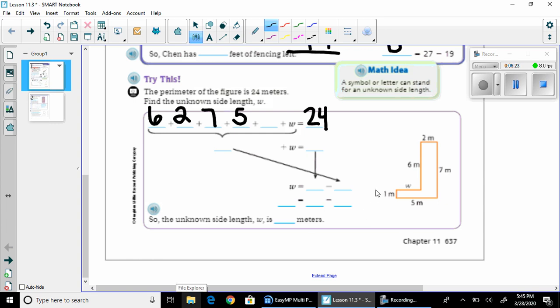And then this one that we have here is 1 meter. Okay, so to find the distance that we have so far all the way around, we would add up 6 plus 2 plus 7 plus 5 plus 1. So I'm going to give you a second to add those numbers up. I would like you to pause the video and add up those numbers, and then we will compare answers.